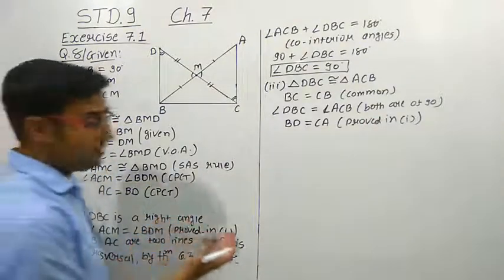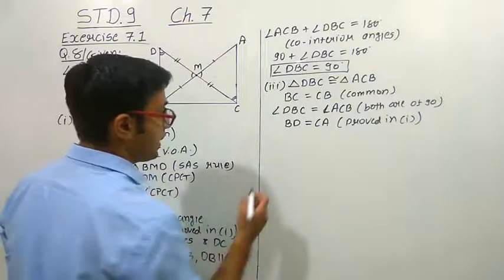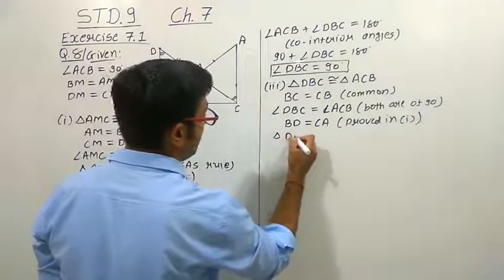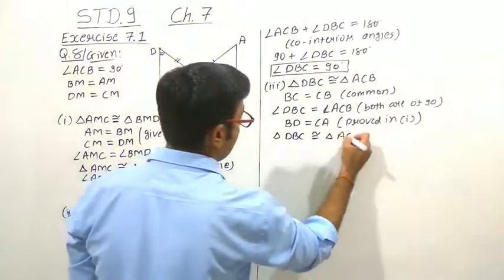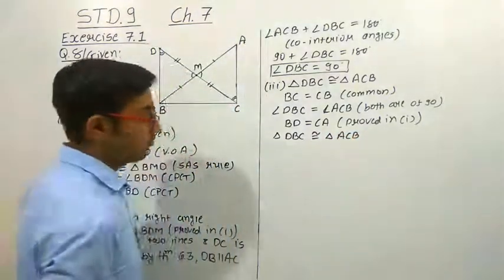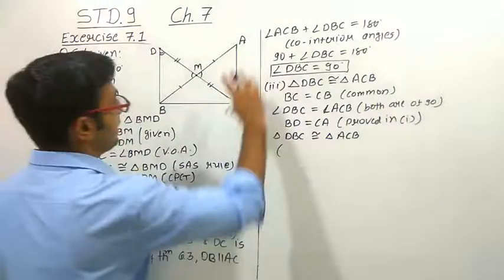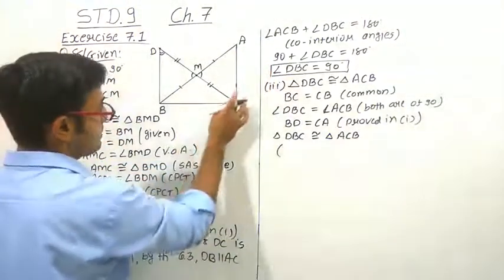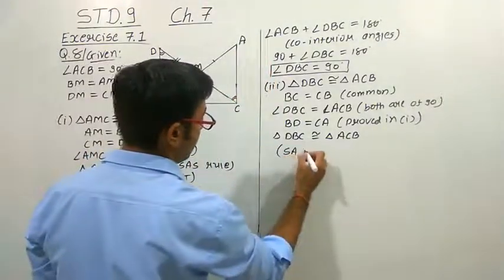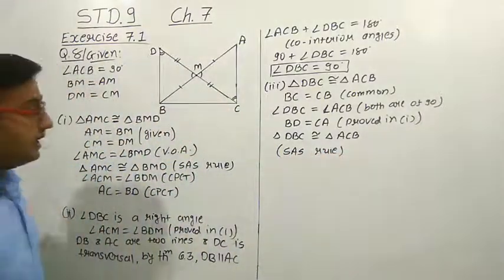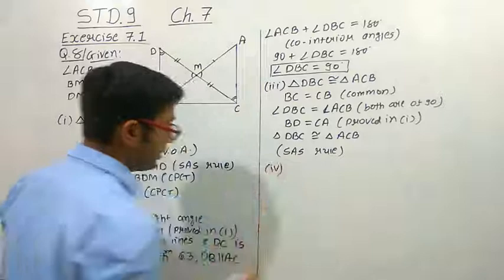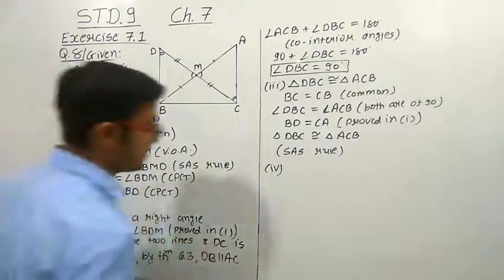So three conditions we got here. So we can write down that triangle DBC is congruent to triangle ACB. By which criteria? Think about it, this is the side, and this is the angle. So by the side angle side rule. Okay.